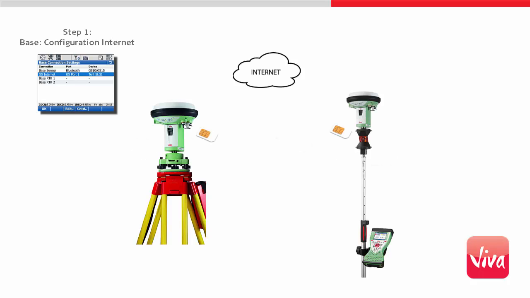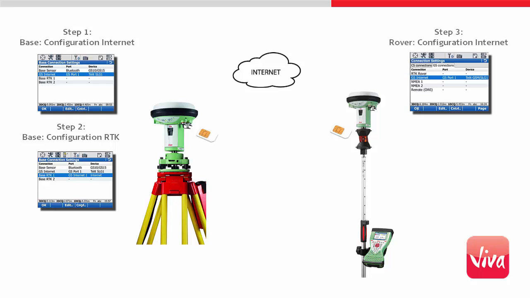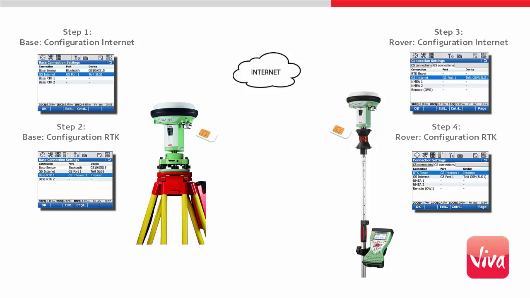Step 1 is the internet configuration on the base, where dynDNS gets activated. Step 2 is how to configure sending correction data from the base. Step 3 is about the internet connection on the Rover. And the last step 4 is to adapt the Rover RTK settings.